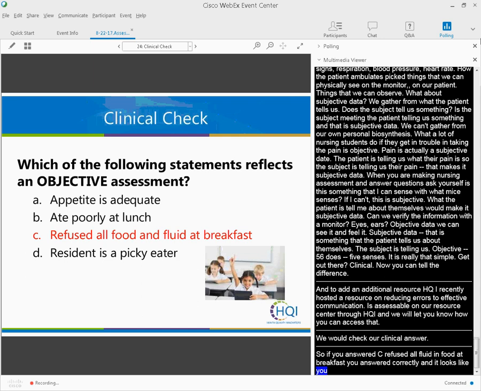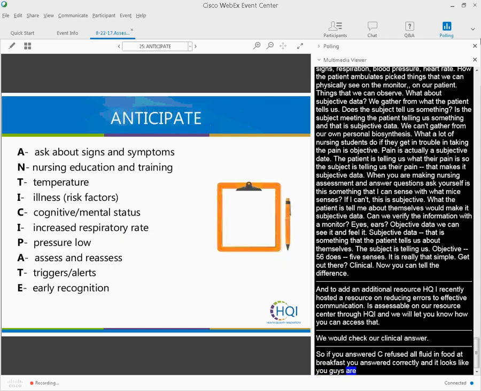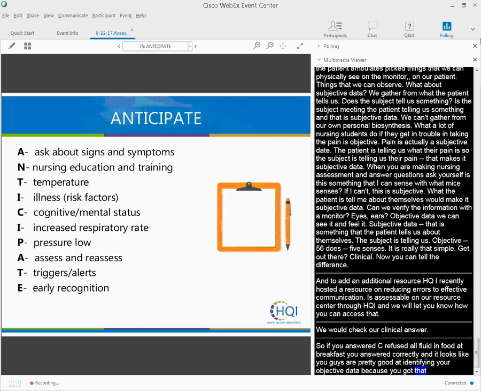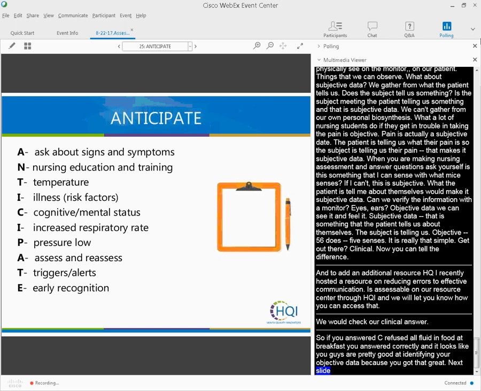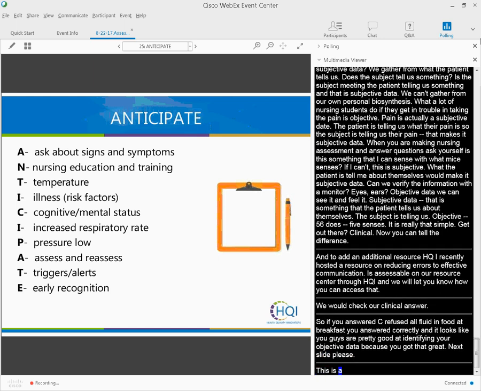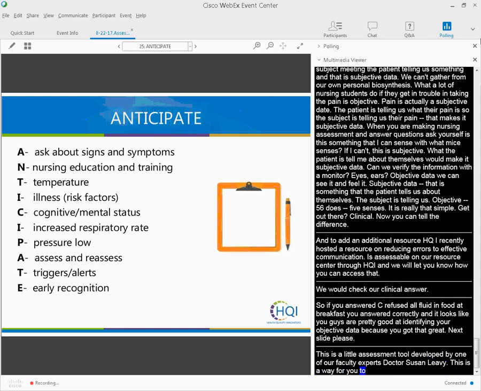Alrighty, next slide, please. This is a little assessment tool developed by one of our faculty experts, Dr. Susan Levy. That's just a way for you to quickly look at identifying sepsis prevention and to use for staff education. Next slide, please.